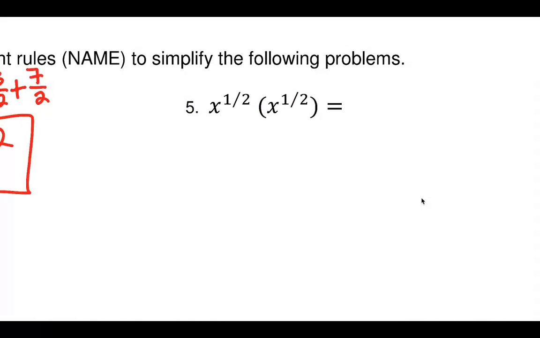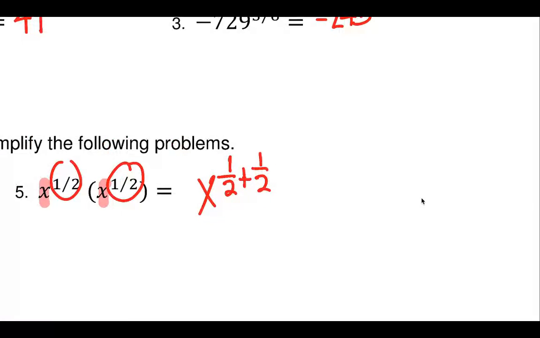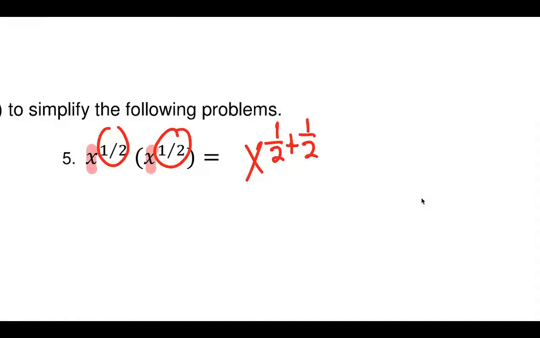Again, here we're multiplying, so I'm going to keep my base, which is the x. And I'm going to multiply a half times a half. Not multiply, I'm adding. Y'all, gotta watch me. 1/2 plus 1/2. So remember when we multiply, add the exponents. So I've got x to the power of 1, which is really just x.